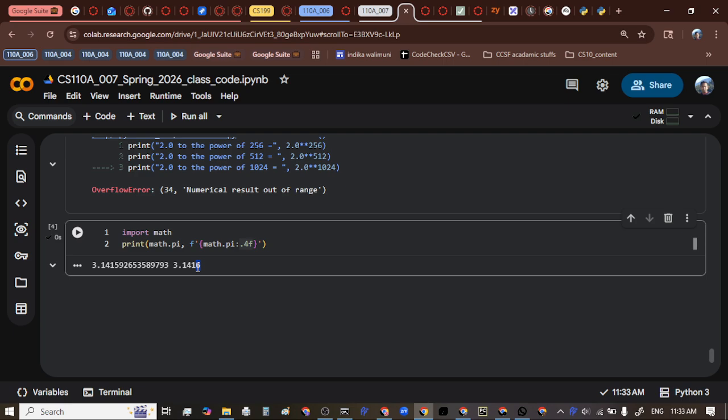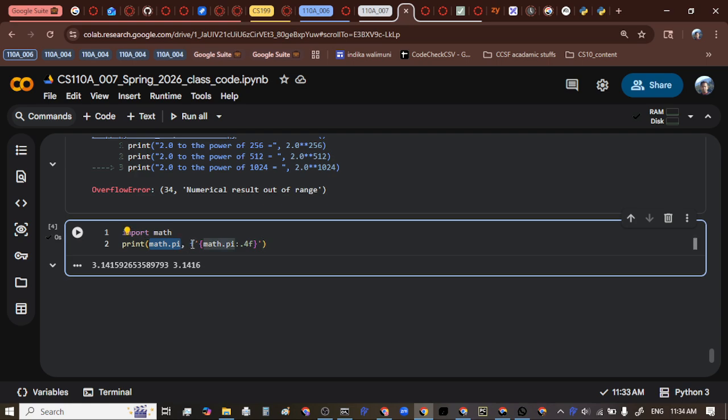But here's my other question: what is the type of that value? Is it an integer, a floating point number, or a string? Anyone? It's a floating point number. Yeah, right. So this is a floating point number.